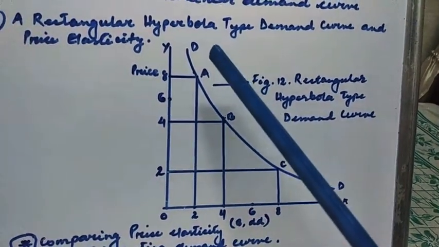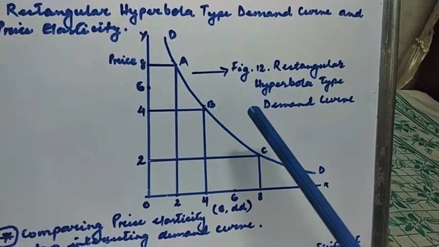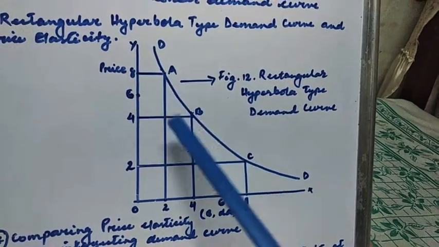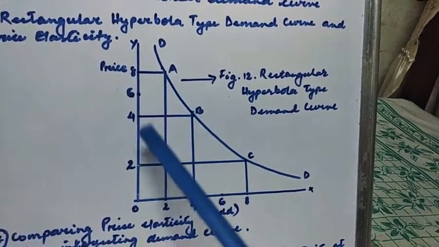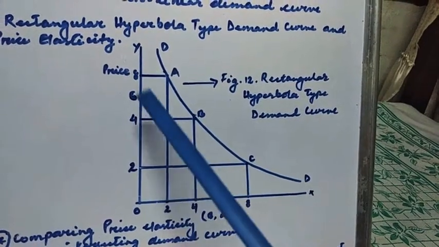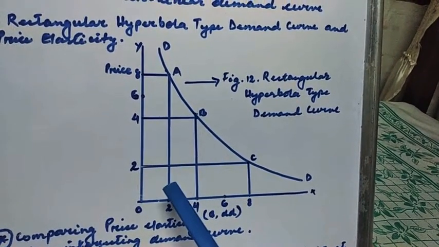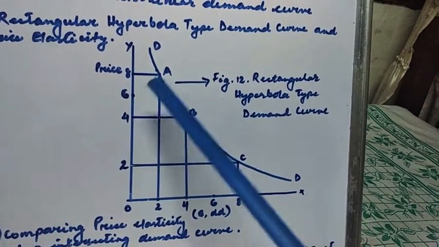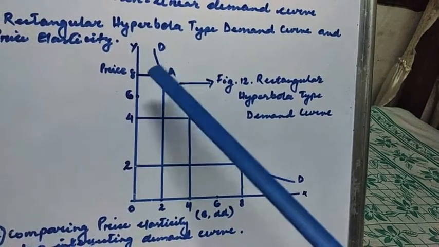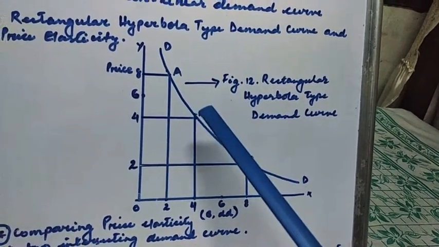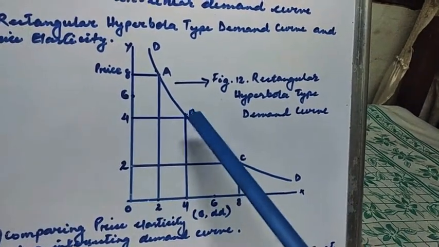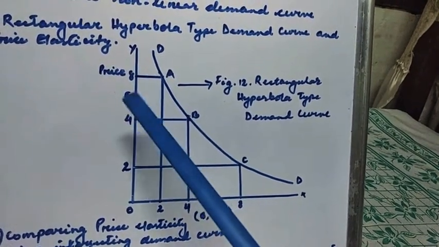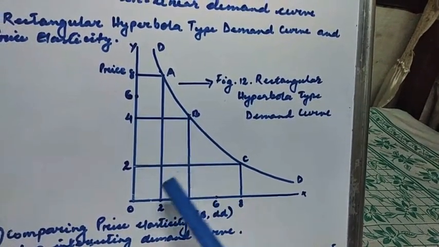So the area at points A, B, C is all the same. Let us see at point A, we have a rectangle here. The total expenditure, which is equal to the area, will be price into quantity, that is 8 into 2 is 16. So here the total expenditure, or the area of rectangle A, is 16. Let us see at point B. Point B is this rectangle. Total expenditure will be price into quantity, that is 4 into 4, 4 4s are 16 again. So the area is 16 again.